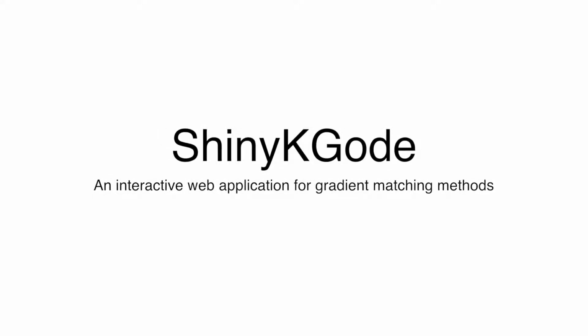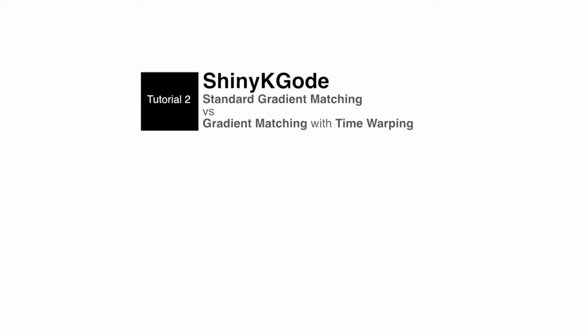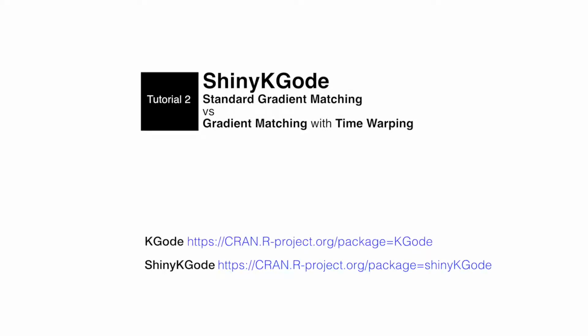This is a short tutorial demonstrating how to use the web application ShinyKGode to assess the effectiveness of time warping with gradient matching. The ShinyKGode application is based on KGODE, an R package that implements various gradient matching algorithms for fast parameter inference in differential equations. Both of these packages can be downloaded from CRAN.